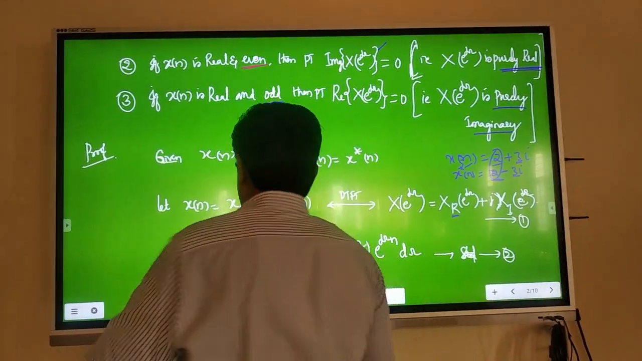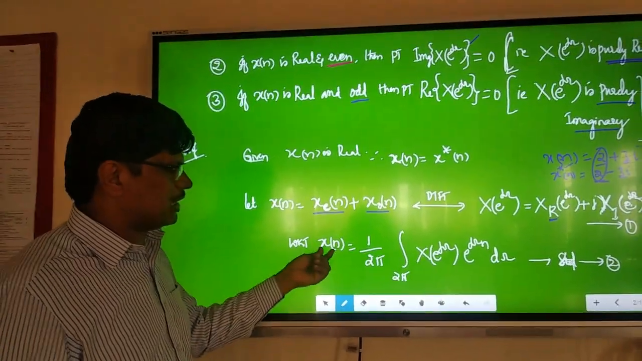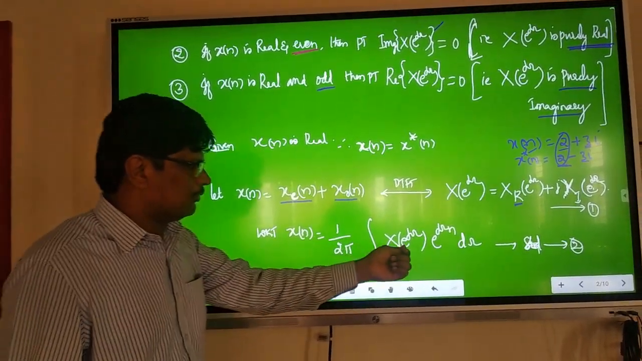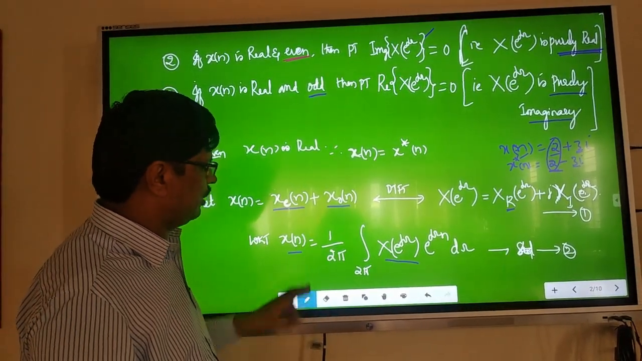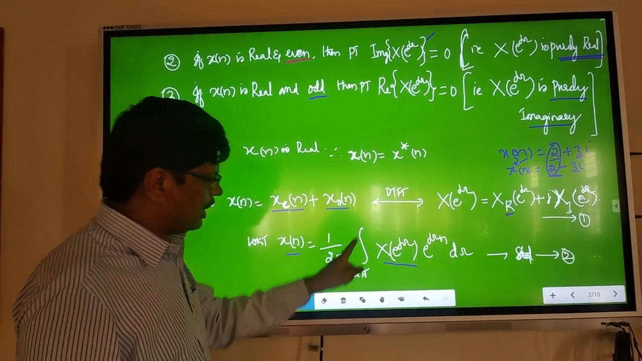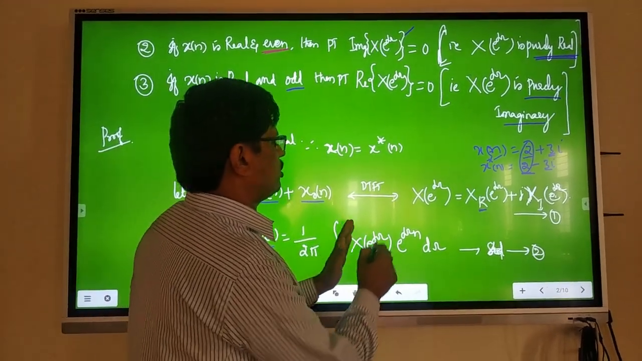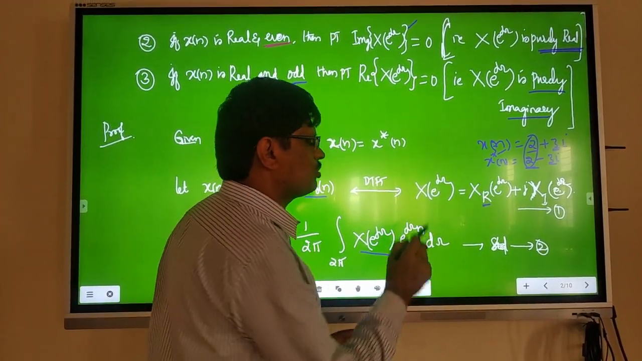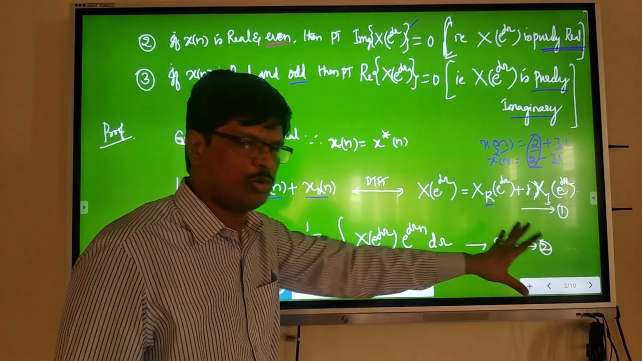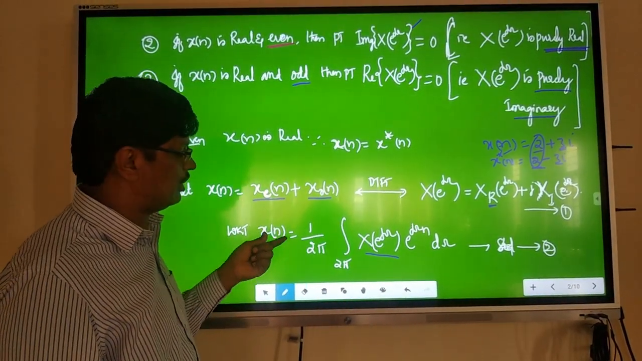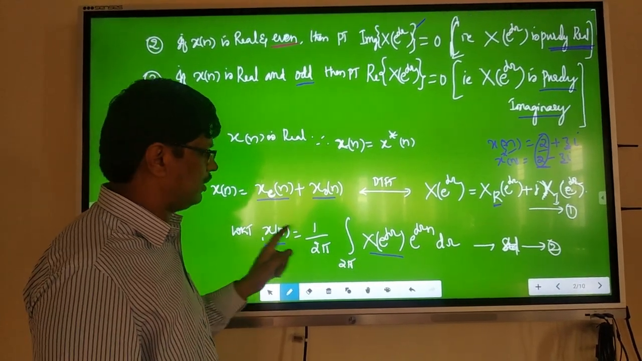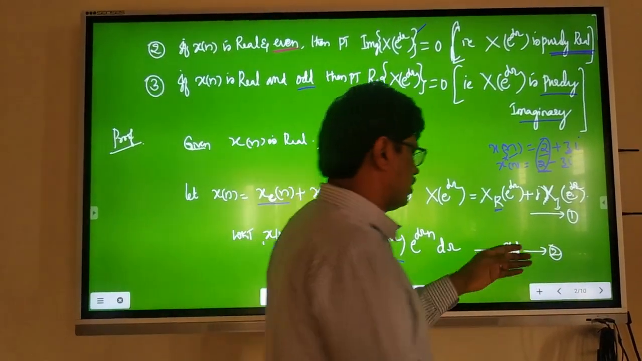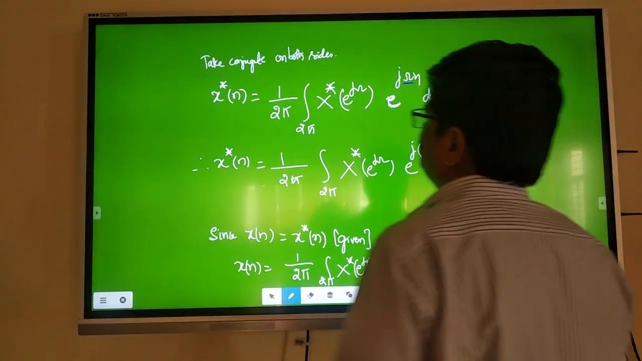Important equation. Next, immediately write the original sequence x of n from X of e power j omega using the standard expression, which is 1 by 2 pi times the integration over 2 pi of X of e power j omega times e power j omega n d omega. Call this equation number 2, the standard equation for the original sequence of the DTFT.